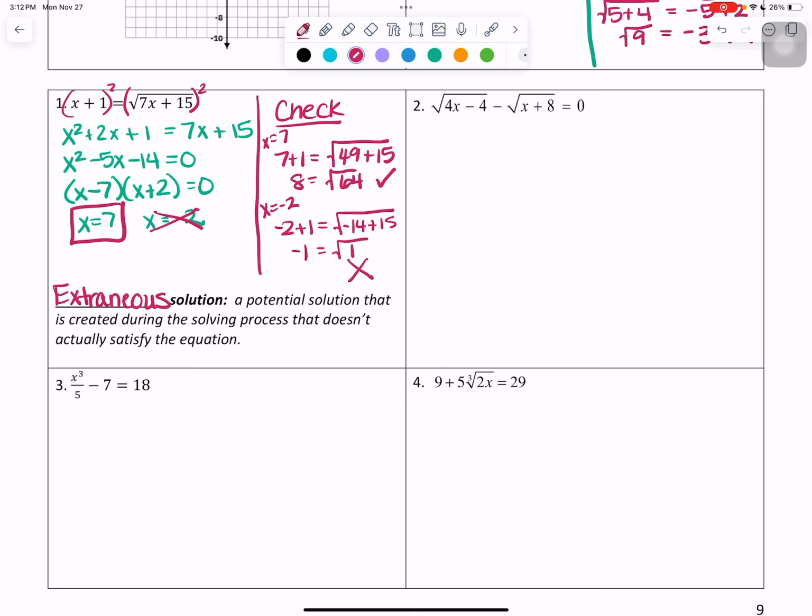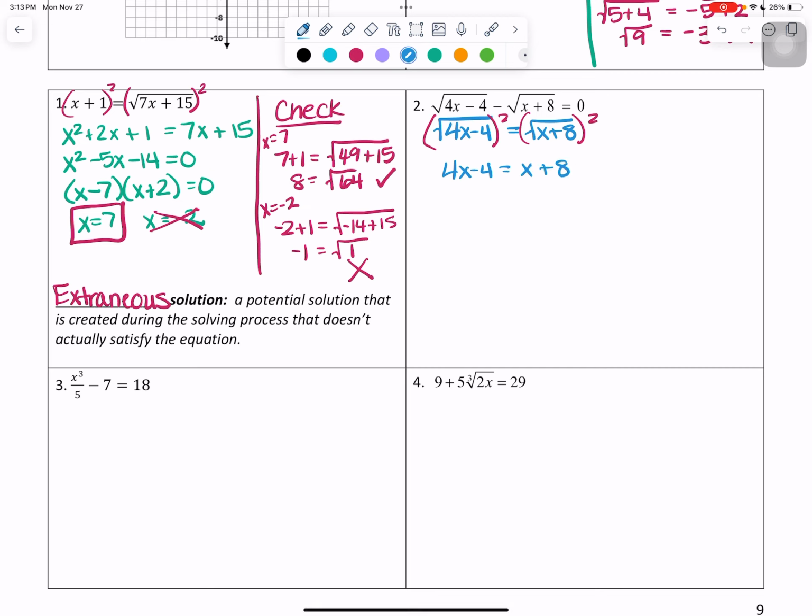Now in number 2, I need a radical by itself. So I have to move one of them to the other side. So I'm going to move the one that is after the minus sign. I'm going to add it, so that way I don't have to deal with the negatives. So I'm going to add that square root of x plus 8 to the other side. So I have square root of 4x minus 4 equals the square root of x plus 8. Okay, square both sides.